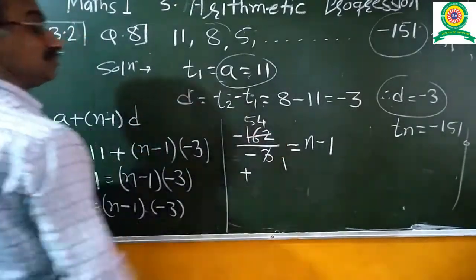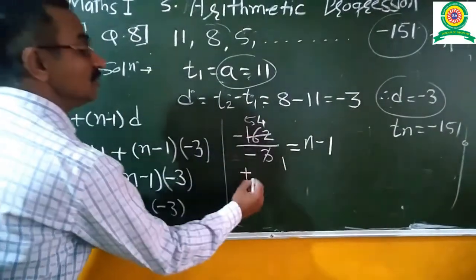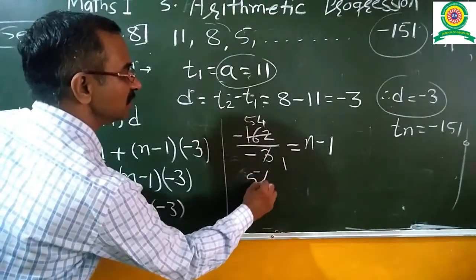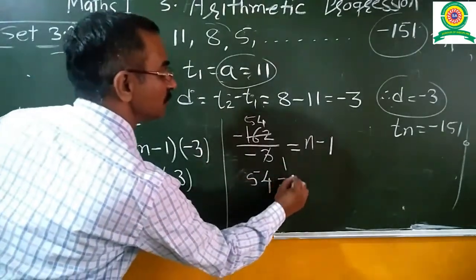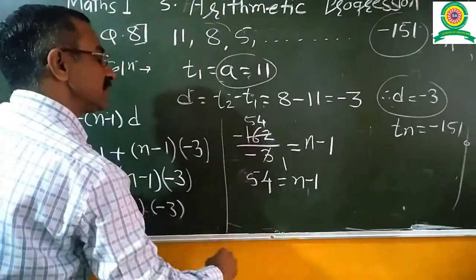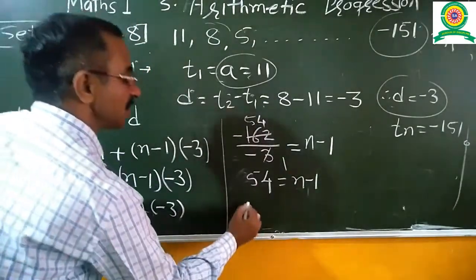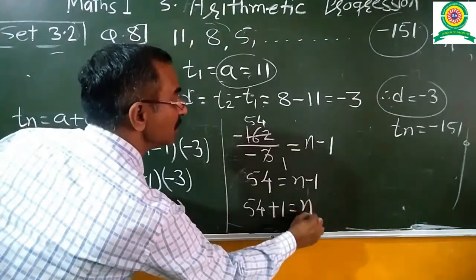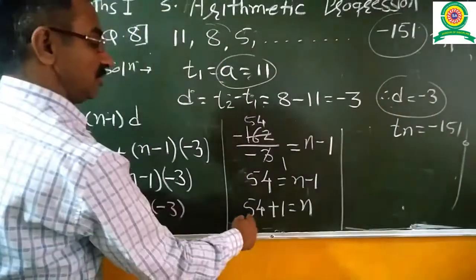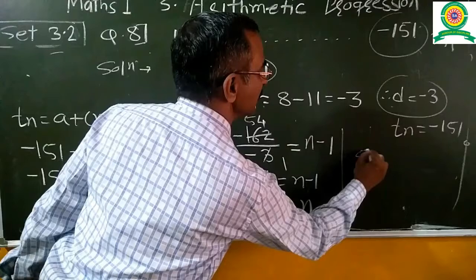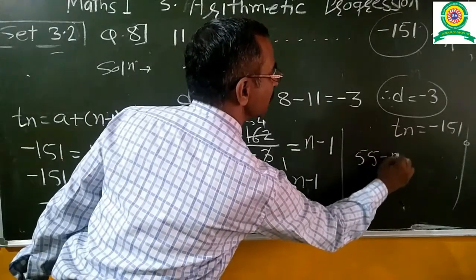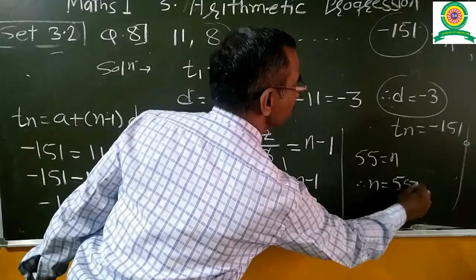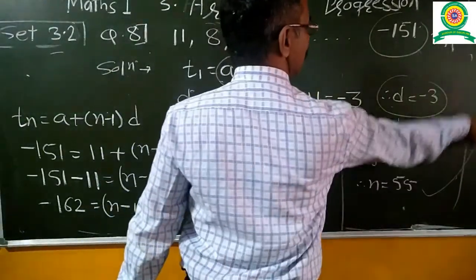3 4s are 12. So plus 54. There is no need to write the sign. Only 54 is equal to what? N minus 1. By transferring 1 on the left hand side, it will become a plus, is equal to what? N. Therefore 54 plus 1 is 55, is equal to N. Therefore we get the value of N is equal to what? 55.